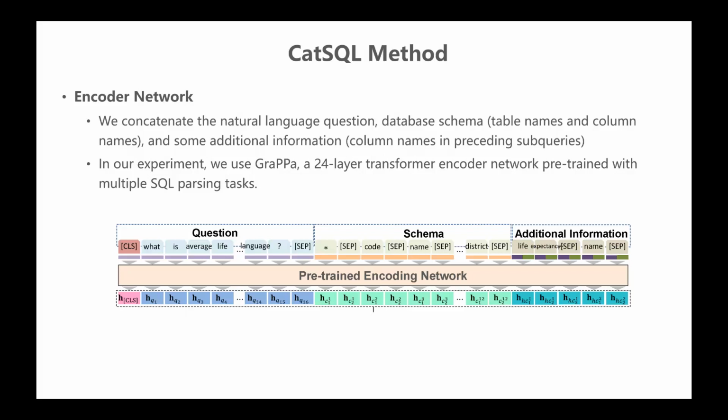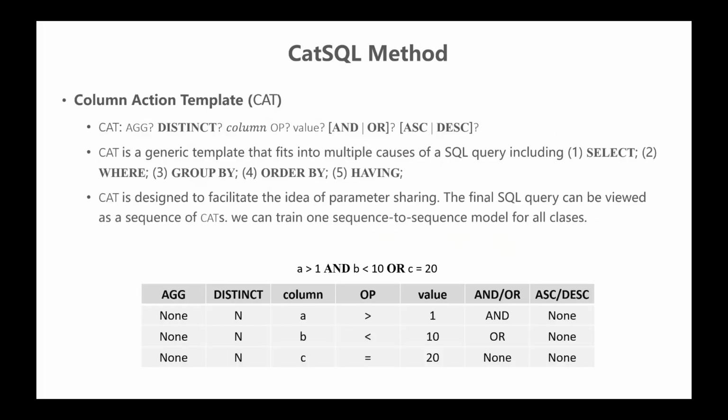We also use different type embedding vectors to distinguish the tokens of different input parts. The encoder network generates a sequence of hidden states which are expected to contain the semantic information of each input token. In our experiment, we use GRAPPA as the encoder model. GRAPPA is a pre-trained language model consisting of 24 transformer encoder layers. The GRAPPA model is pre-trained on multiple SQL parsing tasks and has been demonstrated to be effective on the natural language to SQL task.